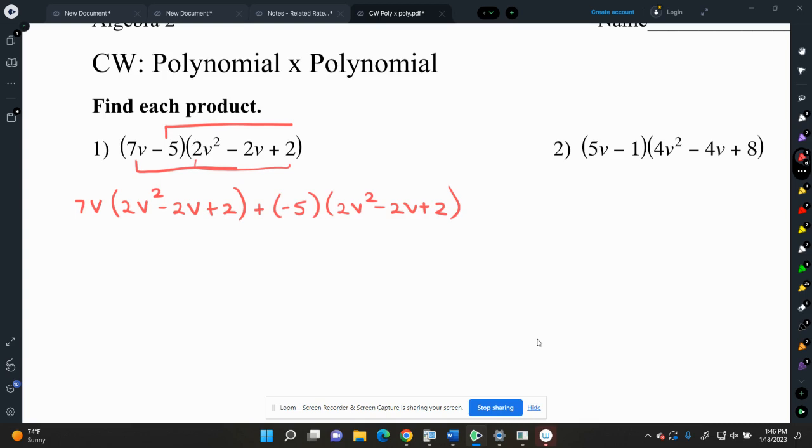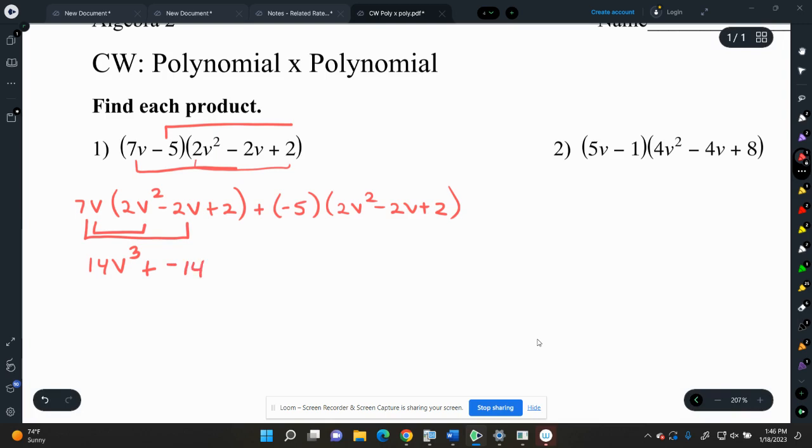All right, so we're going to do 7v times 2v squared. What does that equal? 14v to the third. Yes. And then we're going to do plus 7v times negative 2v. That gives me negative 14v squared. And then we're going to go to the last term, 7v times 2, which gives me 14v.